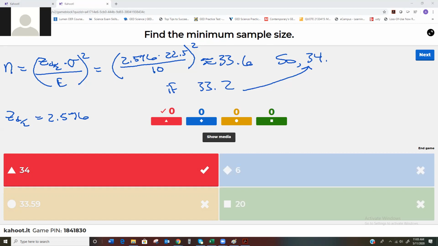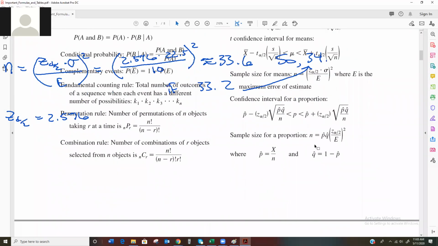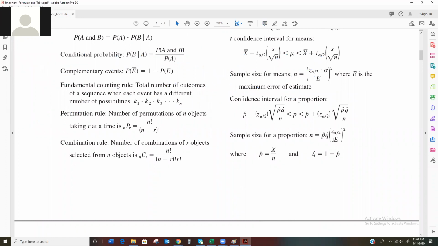Okay. I'm pretty sure the next question, if I'm remembering correctly, is on sample size, but it's for a proportion. So let's just write our formula down really quick. Let me clear this out. So it's one of these. It's going to ask what's the minimum sample size, but it's for a proportion. So let's write it over here.